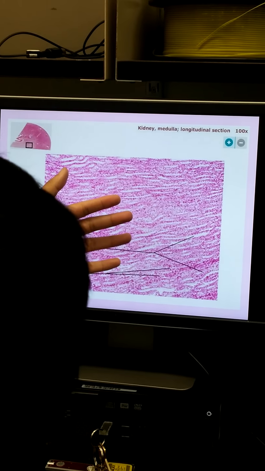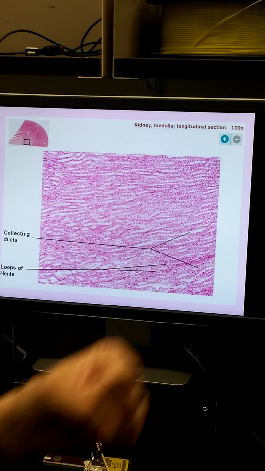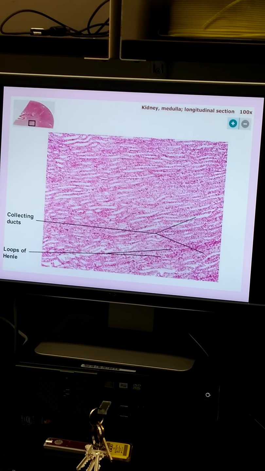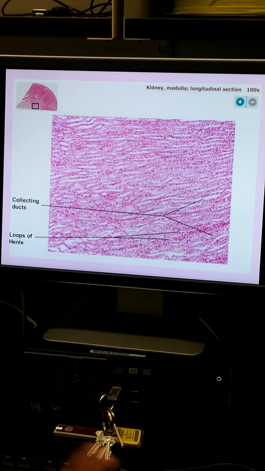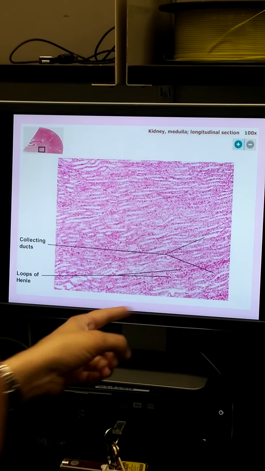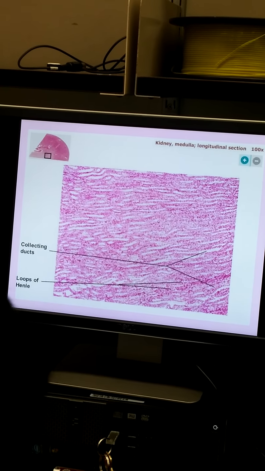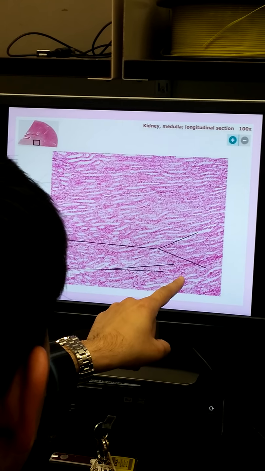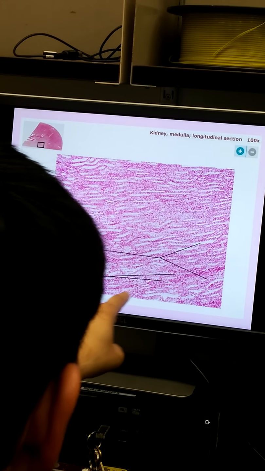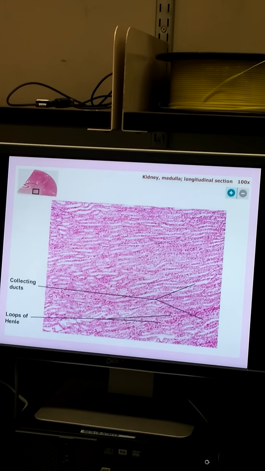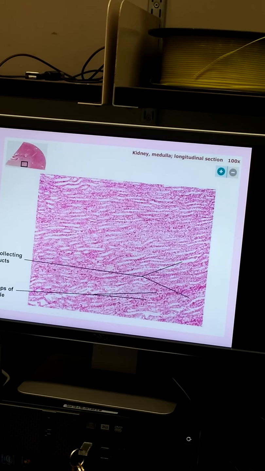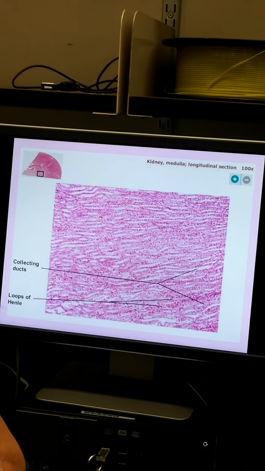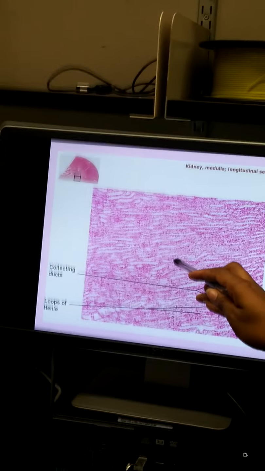Okay, so you have collecting ducts, and you also have loops of Henle. How would you differentiate those? Good question. So Kadia is asking, how will we differentiate the collecting ducts from the loops of Henle? Well, what do you notice, Kadia? The space. Okay, collecting ducts have a big lumen. What about the loops of Henle in this region? They're darker, right? You see these structures here. They look more dark. What color? Reddish, darker reddish.